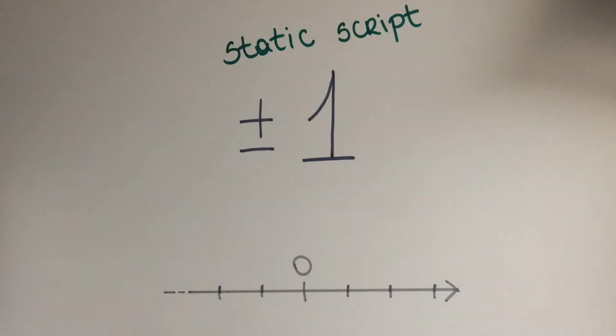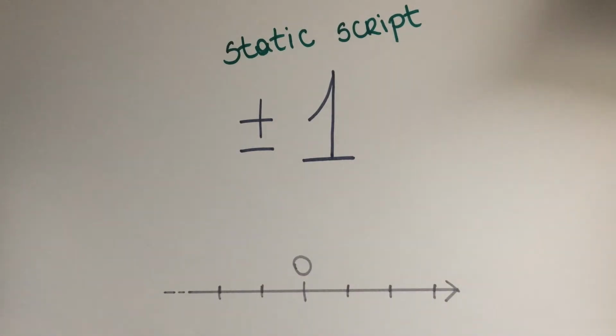But let's now focus on the meaning plus minus 1 carries. Being a static symbol, as we said before, it means that this script indicates a specific and fixed point on an oriented line, which in this case could be -1 or +1. And we are all well able to represent both of these numbers on a conventional oriented line.